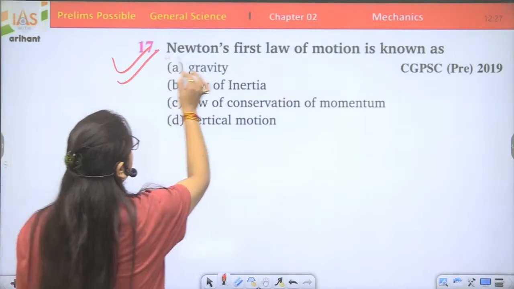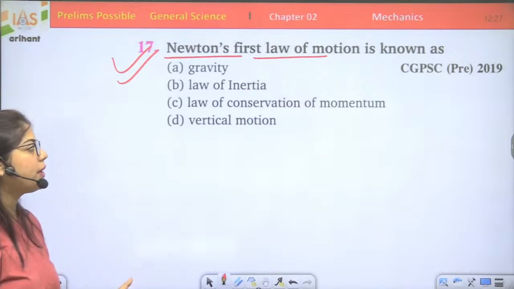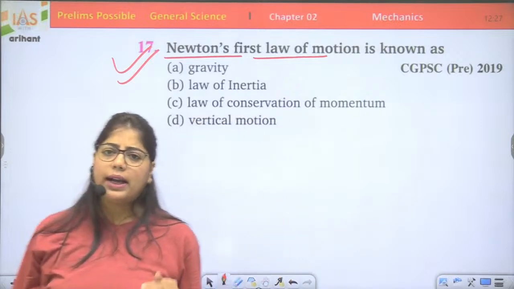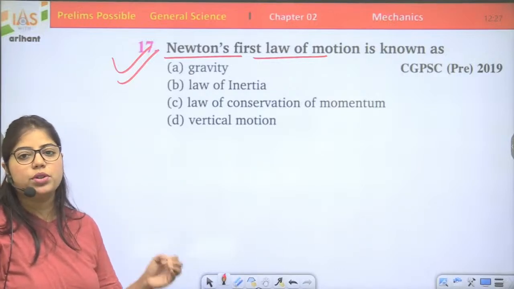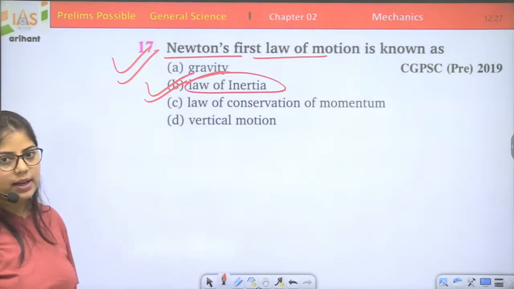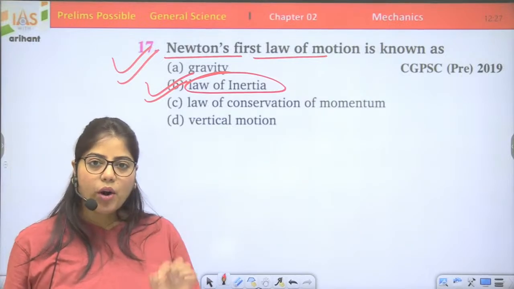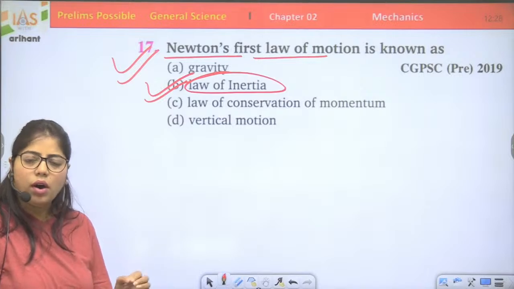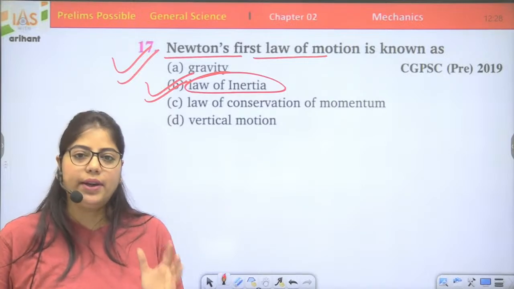Question number 17. Newton's first law of motion is known as gravity, law of inertia, law of conservation of momentum, or vertical motion. Everybody knows that Newton's first law of motion is also known as the law of inertia. So option B will be the right answer. Newton's first law of motion says that if any body or particle is in the state of rest or in motion, it denies or resists applying external force on it, right?